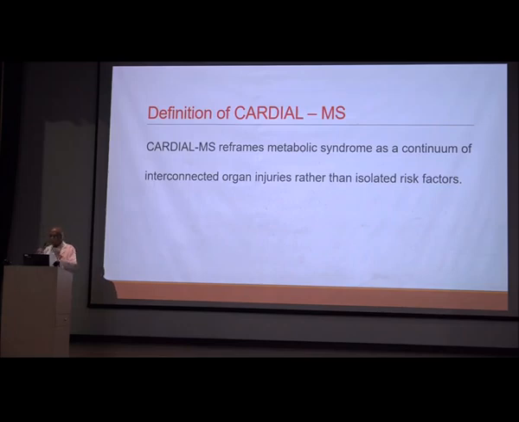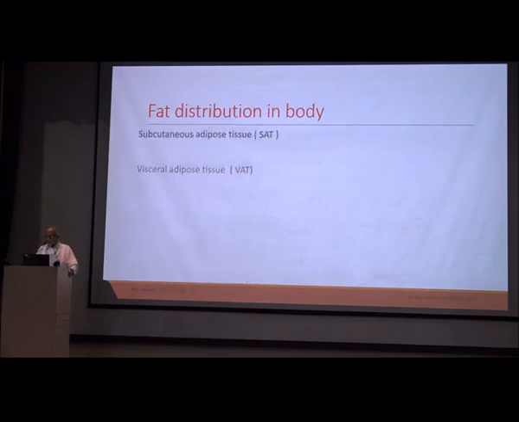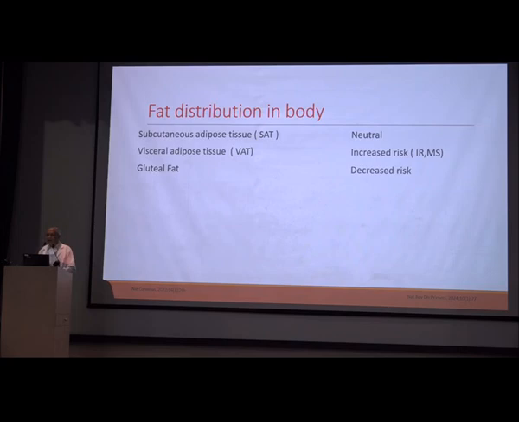So cardiac MS reframes metabolic syndrome as a continuum of interconnected organ injuries rather than isolated risk factors, what you see in metabolic syndrome. So you have these risk factors, you have these 4 or 5 ATP3 or other guidelines given. So fat distribution in the body we know is primarily at these places. Luckily, the subcutaneous adipose tissue is by and large neutral, and the gluteal fat is probably helping you in decreasing the risk, but the increased problem is because of visceral fat, which has associated insulin resistance and metabolic syndrome.